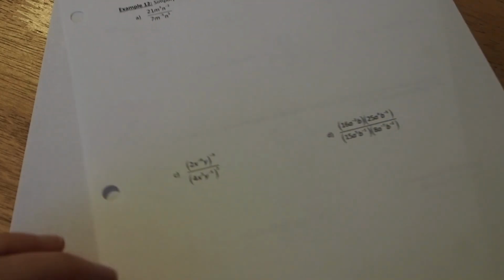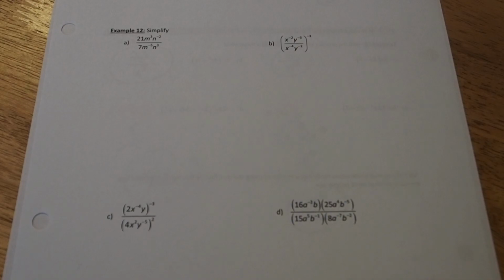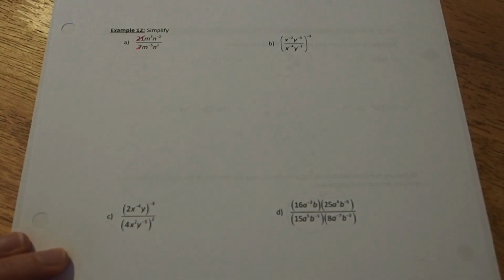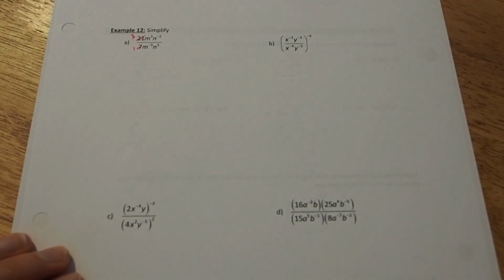One page left of examples. Example 12. Now, I've got a fraction here. I look at my numbers first, and I can reduce 21 and 7, both by 7. That's going to give us 3 and 1.